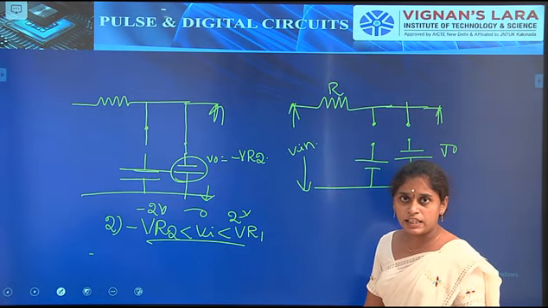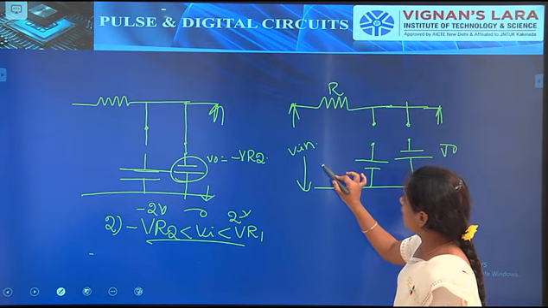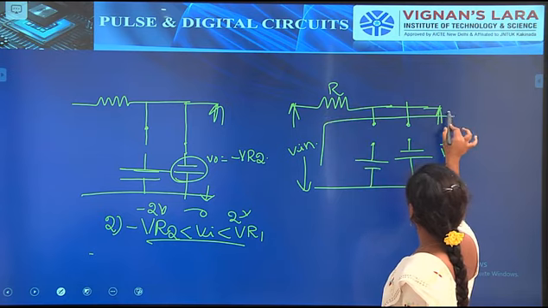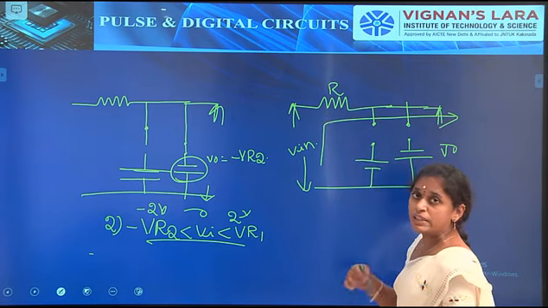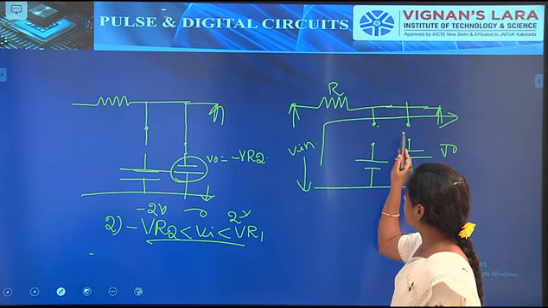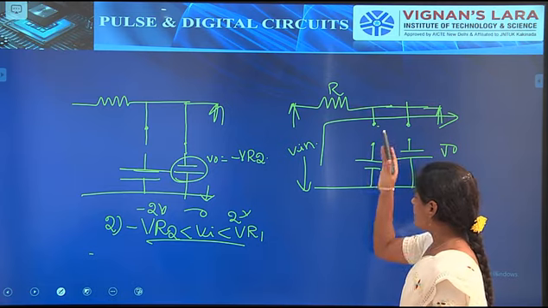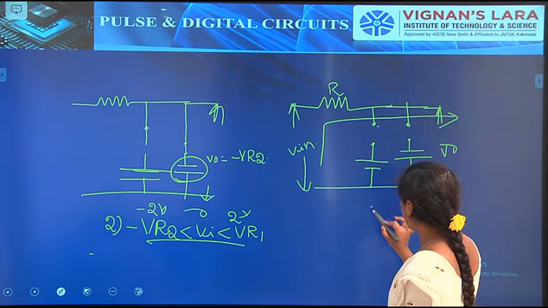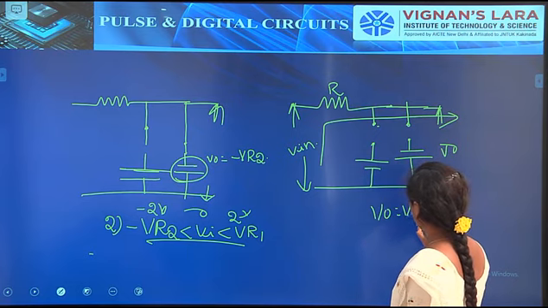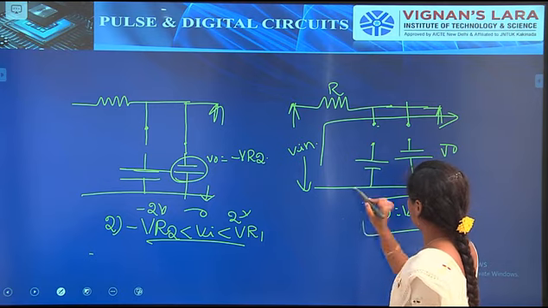So in this particular time, what is the output signal? The input signal will reach the output side without any clipping. Why? Because both diodes will be open circuited, so there is no path to ground for the input signal. That's why V0 will be V input. So this is step 2.